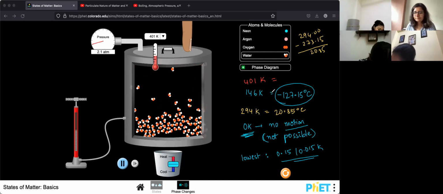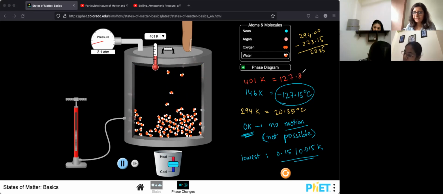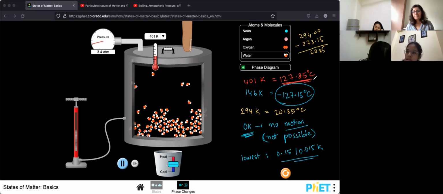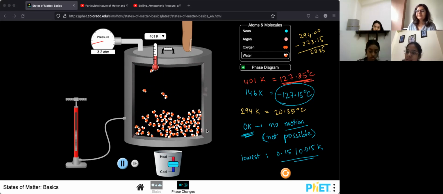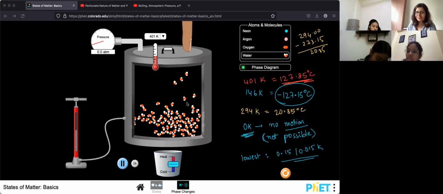It would be 127.85 degrees Celsius. So at this temperature, what does water become? Vapor, steam, it became a gaseous state, right?